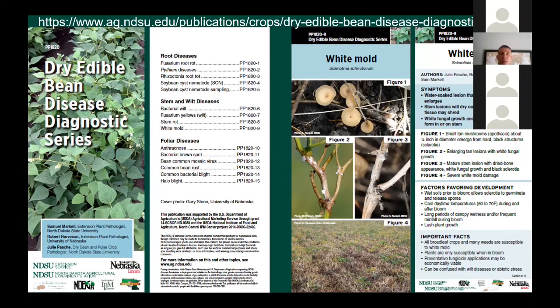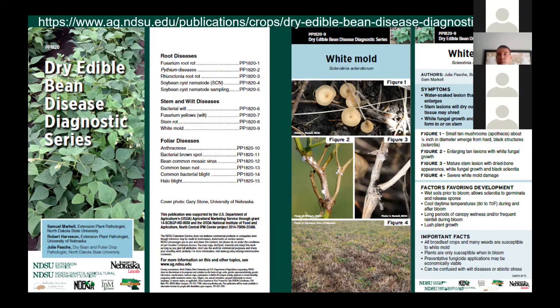So diagnosis is really important. And one of the things that we tried to create in the last couple of years was a pocket guide that was high quality and specifically designed for diseases that we see in North Dakota and Minnesota. And so this is in front of you, and you can see on the left of your screen, you've got a title page, and then you've got an index, and it's separated into root diseases, stem and wilt diseases, and foliar diseases. And then on the right side of the screen is a sample of what these cards look like.